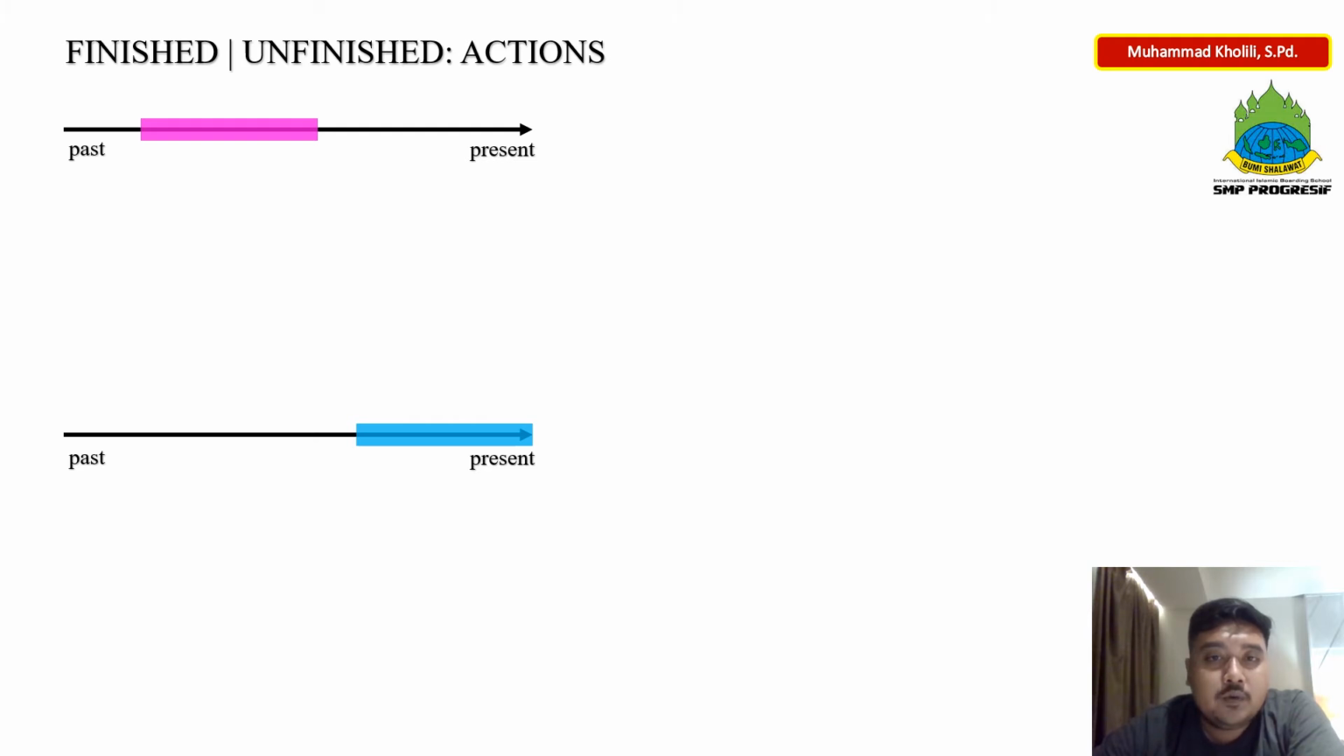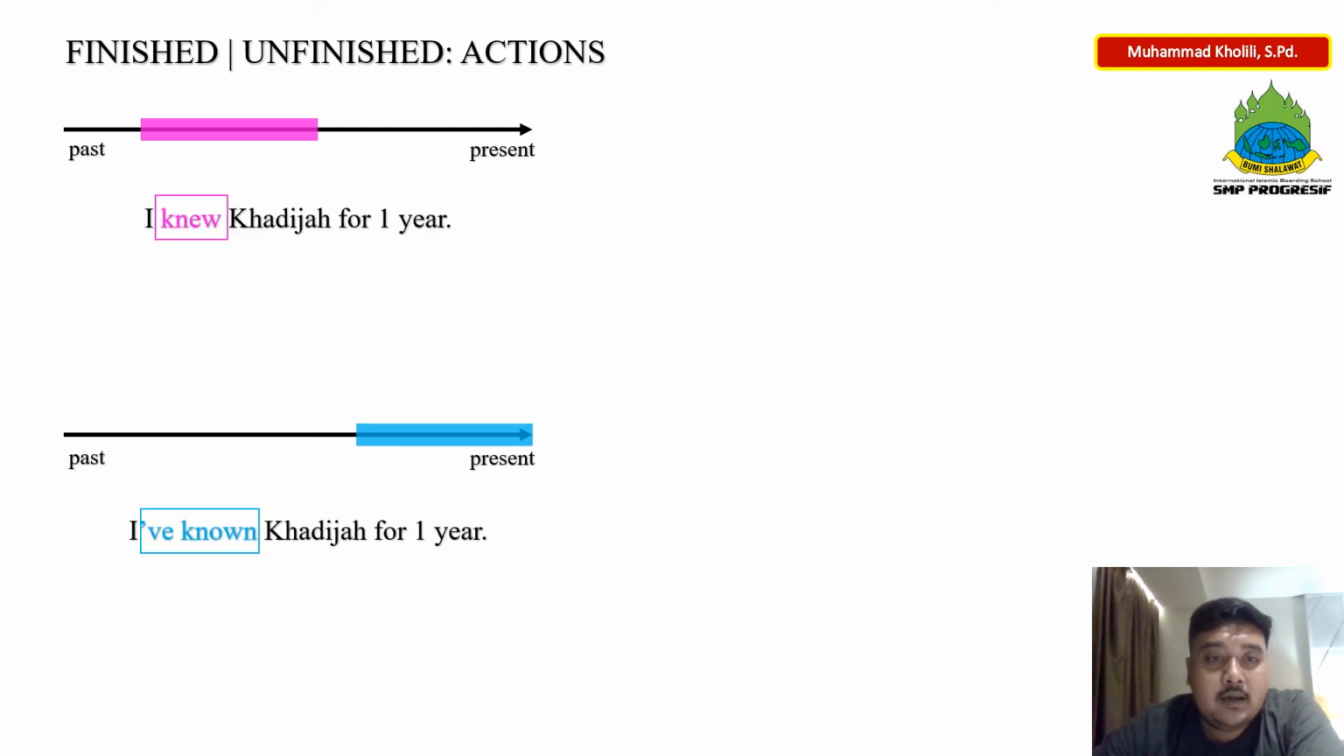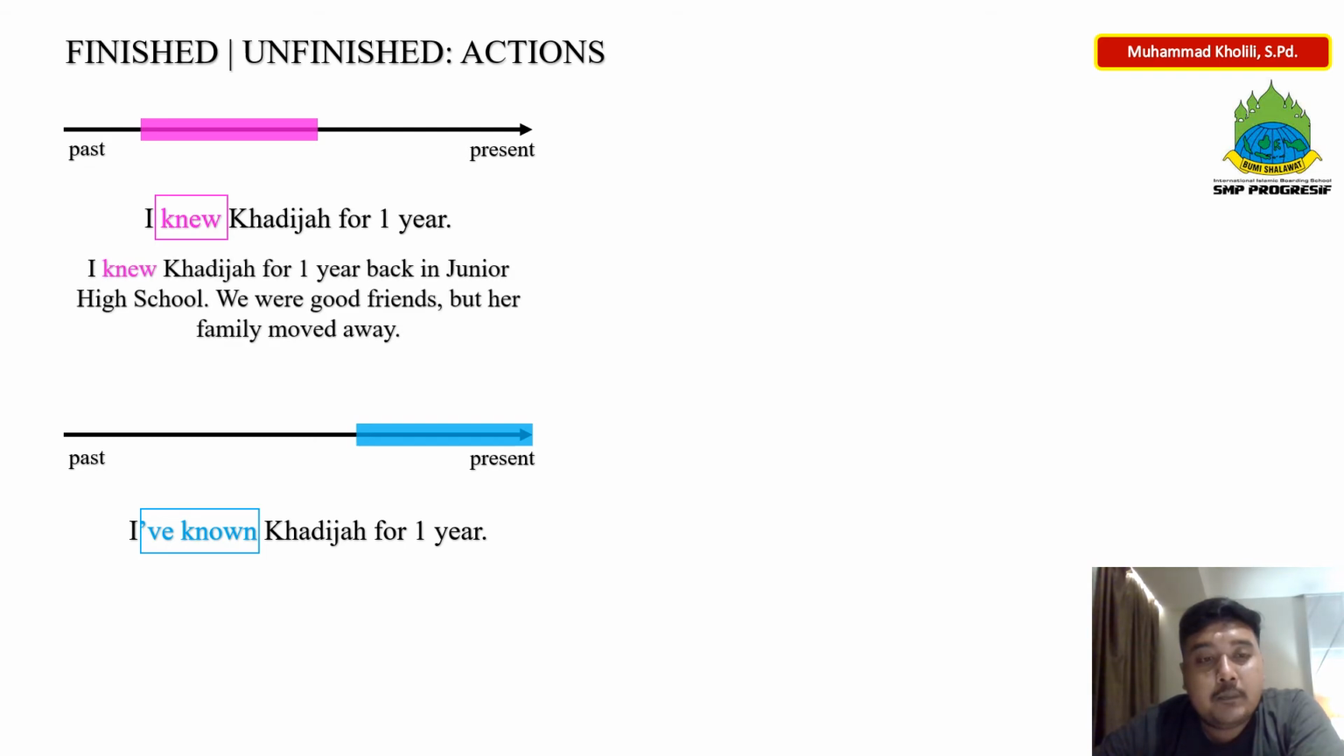Okay, I have two sentences here. I knew Khadija for 1 year. I've known Khadija for 1 year. We need context here, since we cannot know whether the sentence makes sense without it. So we have to add the context.